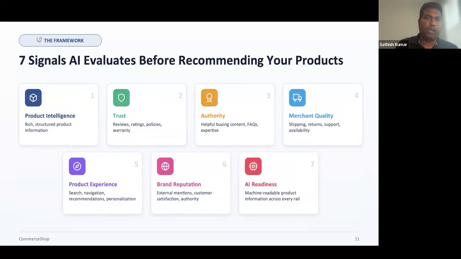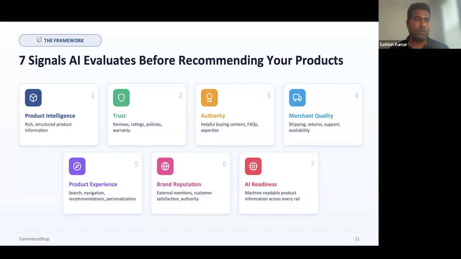They try to get product intelligence from structured product information. They also try to get reviews, badges, policies, and warranties from your site and from third-party sites to learn about your product's reviews, trust, and authority, for understanding whether the product has a buying guide, FAQs, and expertise. So they need authority and merchant quality. Obviously, your return policy, shipping time, support, all these things they get from your website.